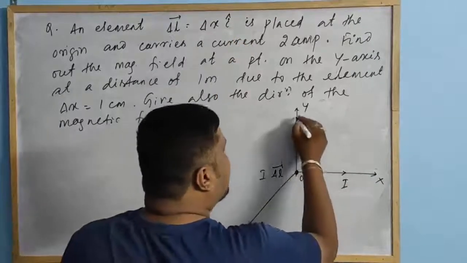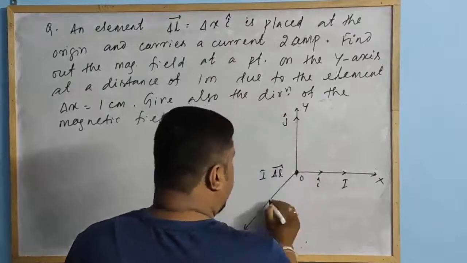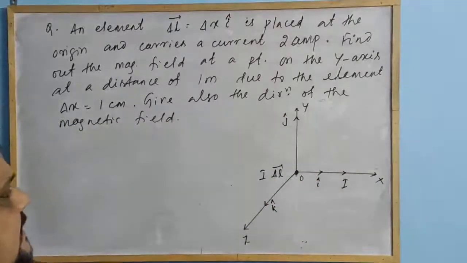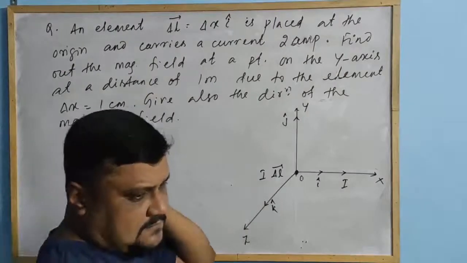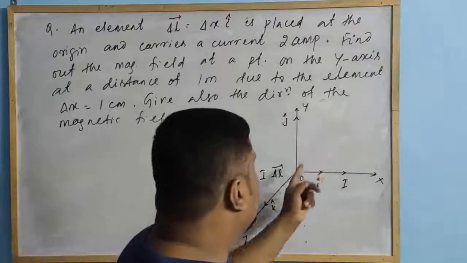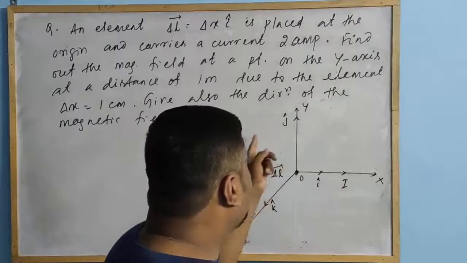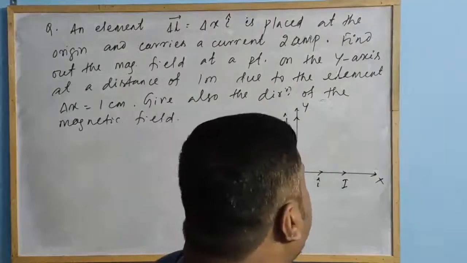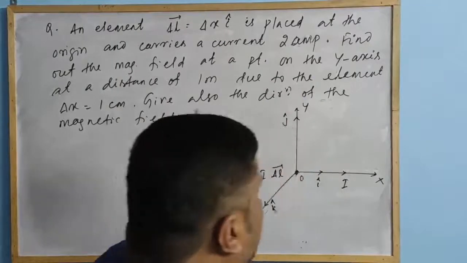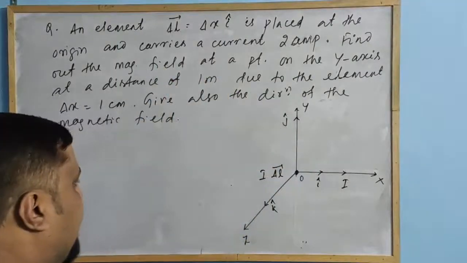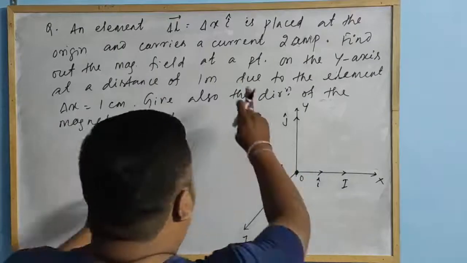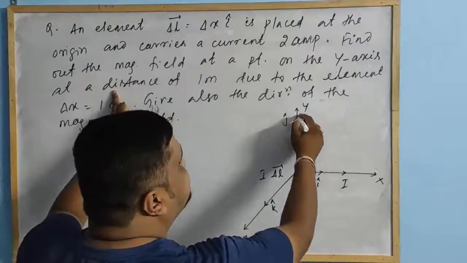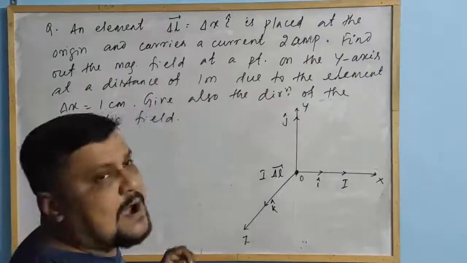As you know, along the y axis is j cap and along the z axis is k cap. Already you know these are the orthogonal unit vectors, or rectangular unit vectors, along the x axis, y axis and z axis. Now the question asks: find the magnetic field at a point on the y axis at a distance of 1 meter.